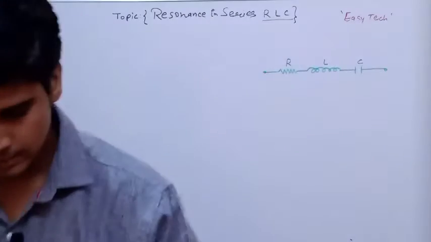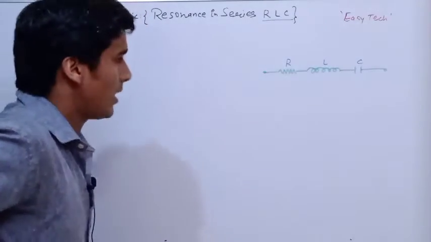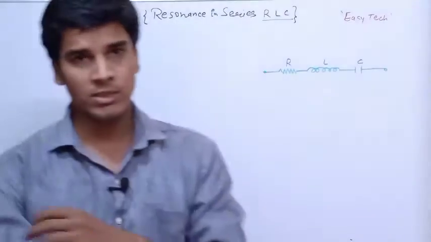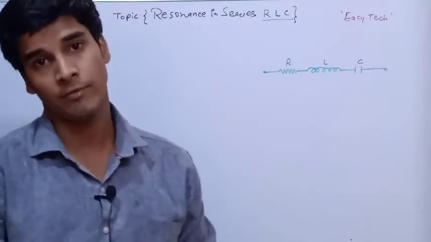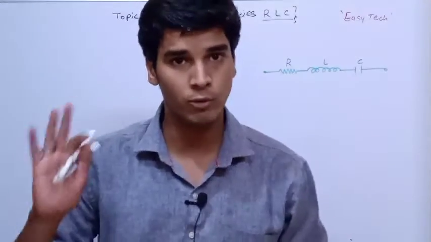So, good morning, guys. Today we are going to start our lecture, Resonance in the Series RLC Circuit. We have already studied that in a resistance, the phase angle difference between the voltage and the current is always 0 and the power factor is unity.